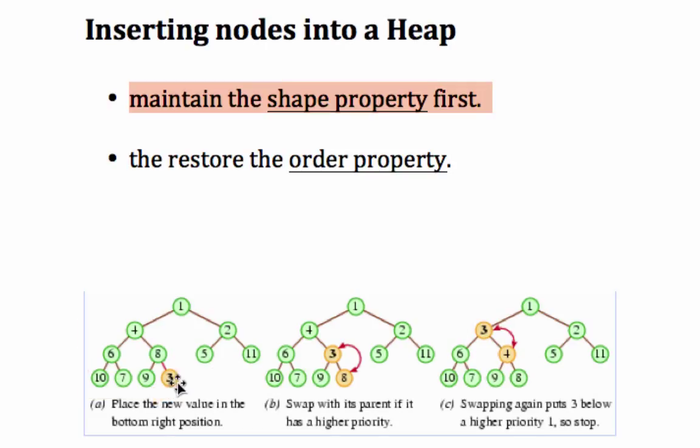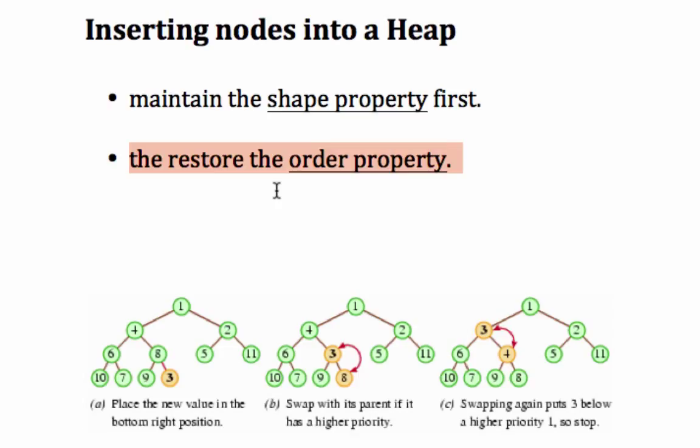If I were to insert 3 as a child of 5, or a child of 11, or as a child of 10, 7, and 9, then I would be in violation of the shape property, because the shape would not be the shape of a complete binary tree. So again, the only option is the right child of 3. Once I do that, I need to restore the order property.